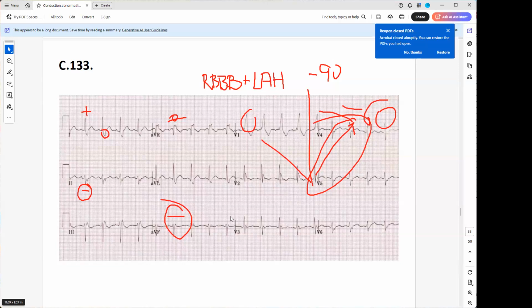And this together is called? Try something. No, it's a bi-something, because it's two: one is the right bundle, and another one is a left anterior hemiblock. So that's a bifascicular block. If you have a trifascicular block, the difference is the PR interval should be longer. But this is only a bifascicular block.